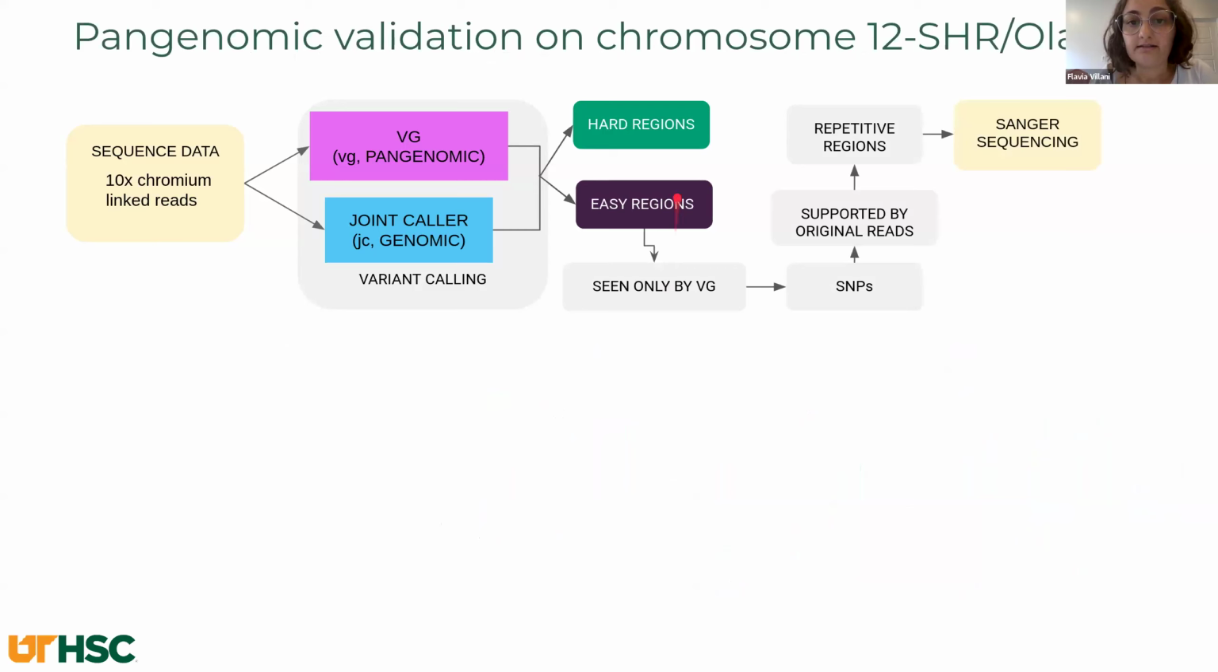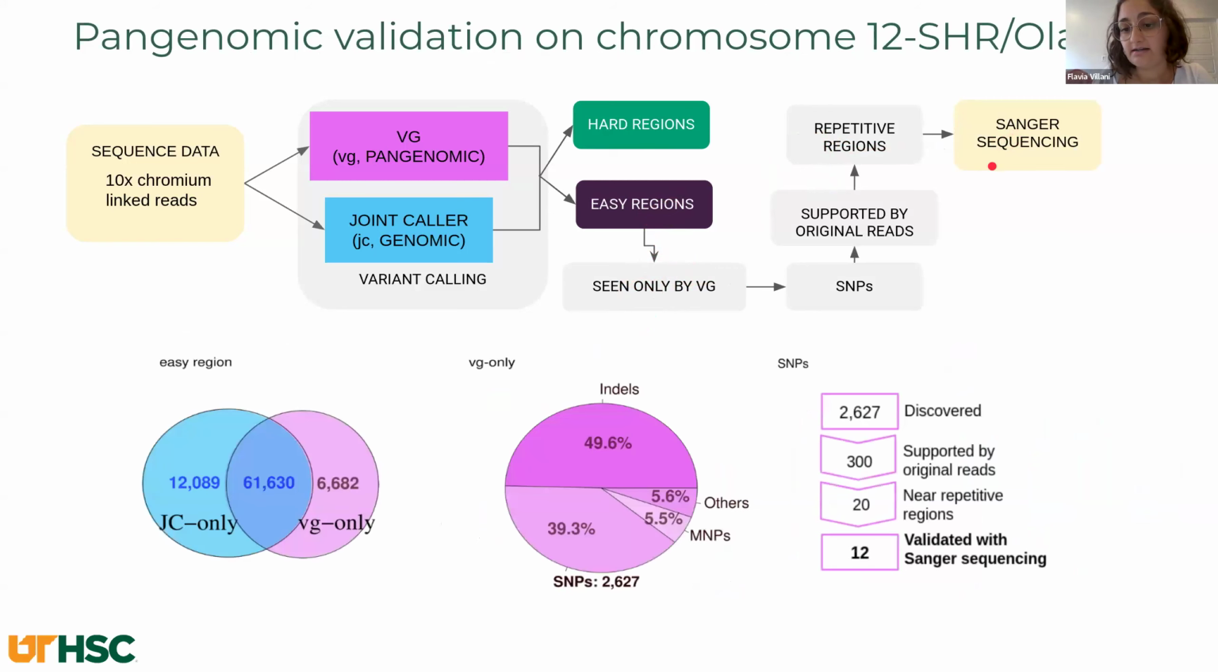And after that, what I've done is look only at the variants called by the pangenomic approach that are present in repetitive regions supported by the original reads, and I validated some variants with Sanger sequencing. This is what I showed to you here. So these are the SNPs that we discovered supported by original reads. These are near repetitive or inside the repetitive regions. These are the variants that we validated with Sanger sequencing.